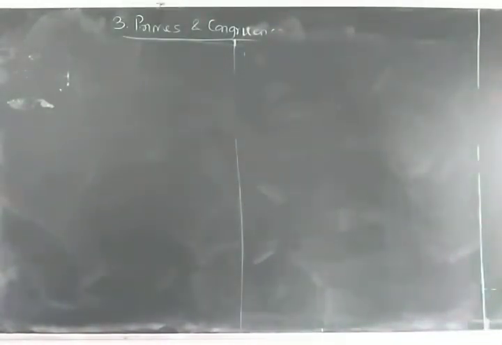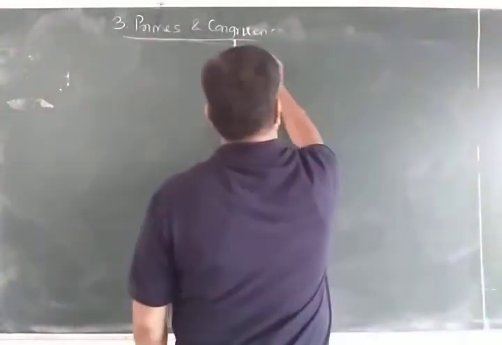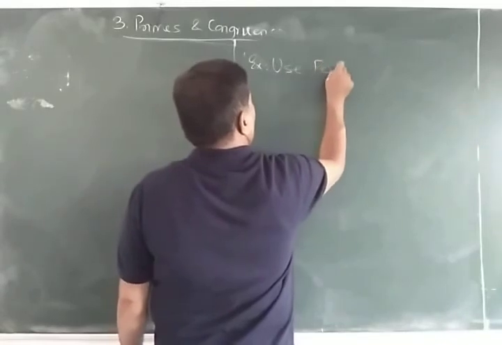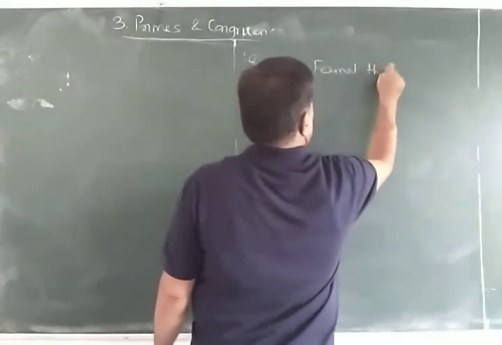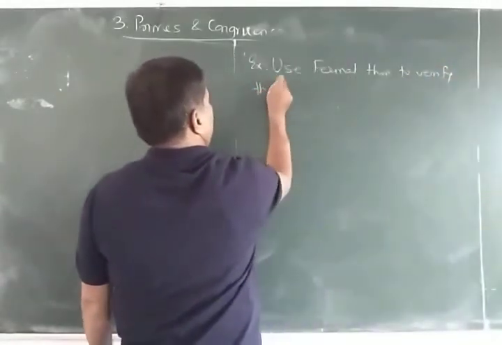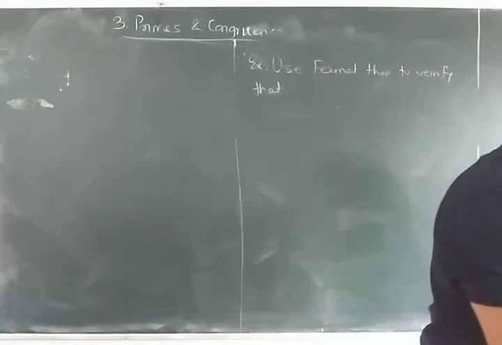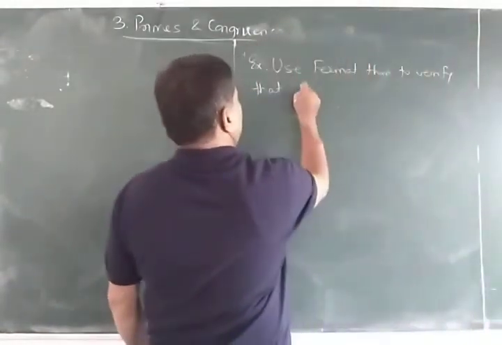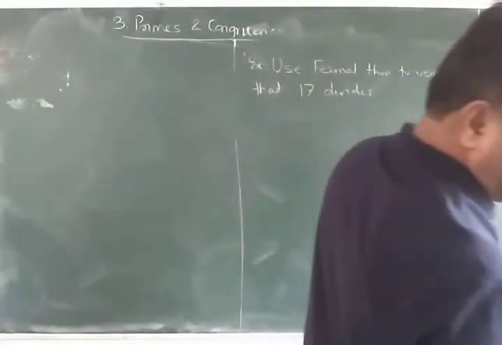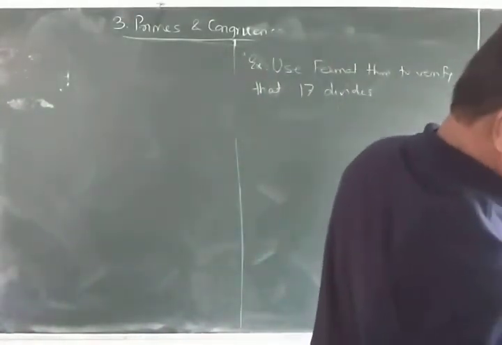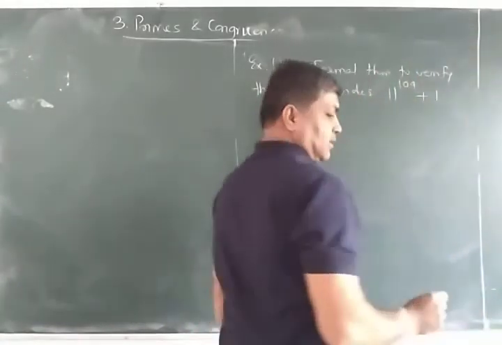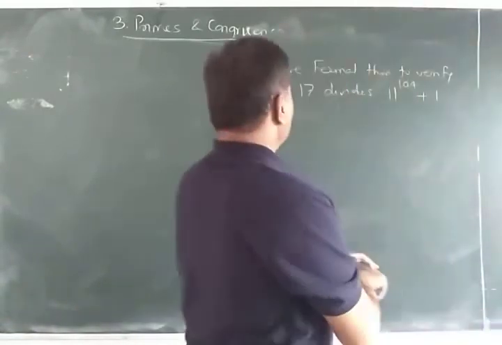Use Fermat's theorem to verify that 17 divides 11 raised to 104 plus 1. So, solution.